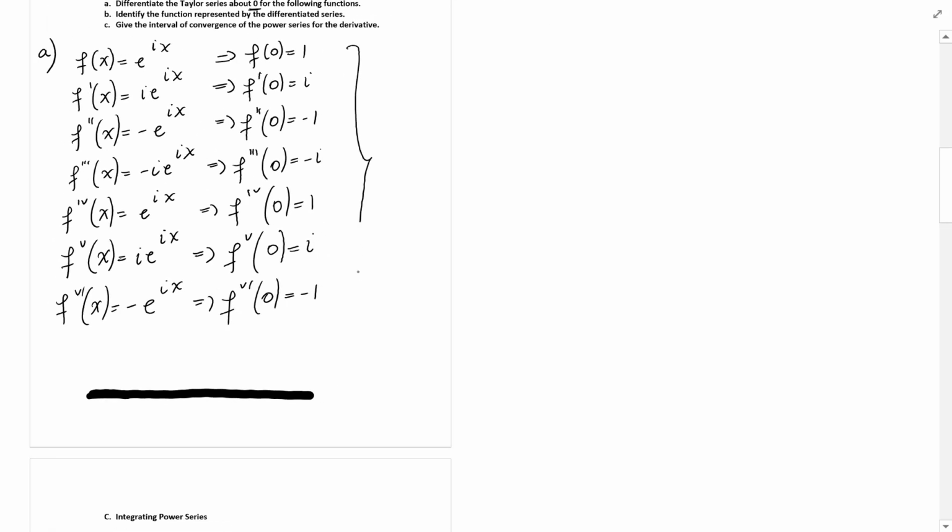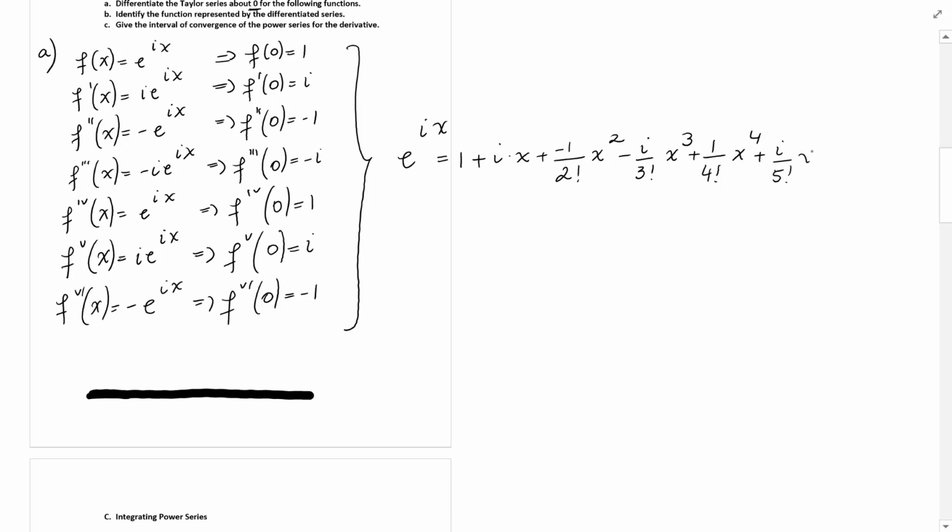So then the Taylor series for e to the ix is going to look like this. f of 0 plus f prime of 0 times x plus f double prime of 0, which is negative 1 over 2 factorial times x squared. Then the next one, minus i over 3 factorial x to the third, plus 1 over 4 factorial x to the fourth, plus i over 5 factorial x to the fifth, minus 1 over 6 factorial x to the sixth.